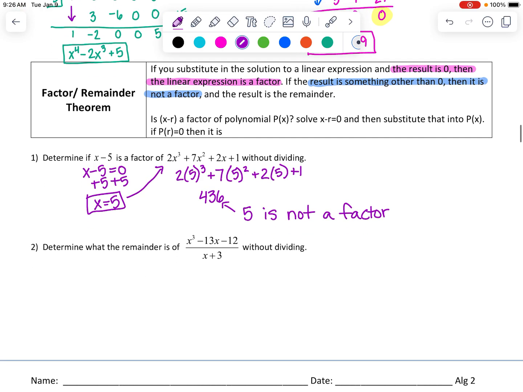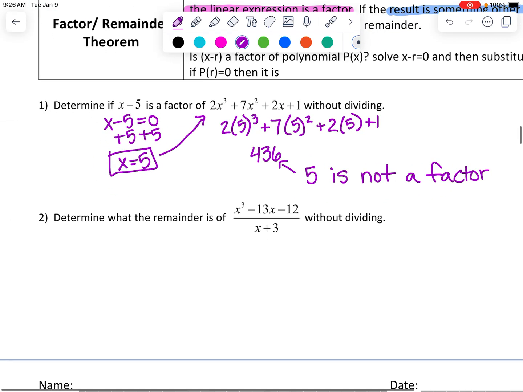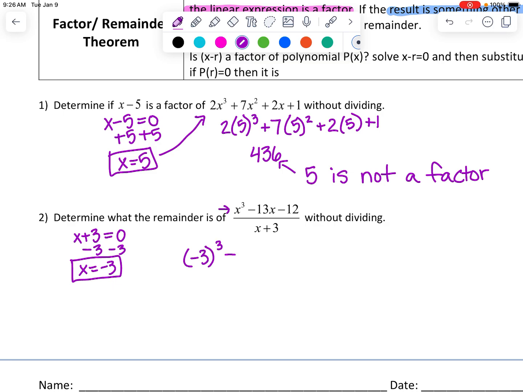All right, let's go and try this with our last example here. So I have my polynomial x cubed minus 13x minus 12. We are dividing by x plus 3. So I'm going to take my x plus 3, set it equal to 0, solve to get our solution. We have our solution and we're ready to plug it into our original polynomial. So I have, instead of x cubed, I have negative 3 cubed, minus 13x, so minus 13 times negative 3, and then minus 12.